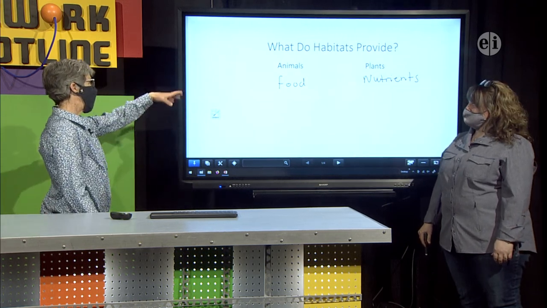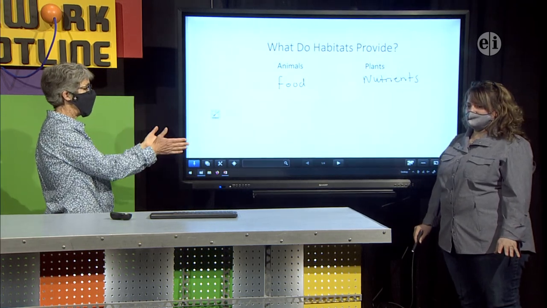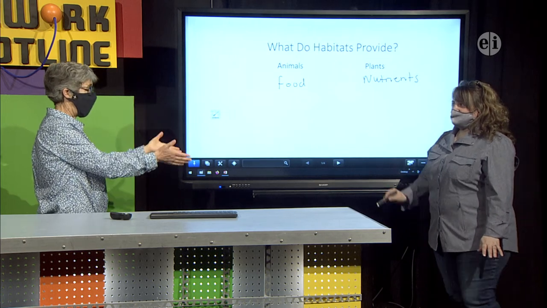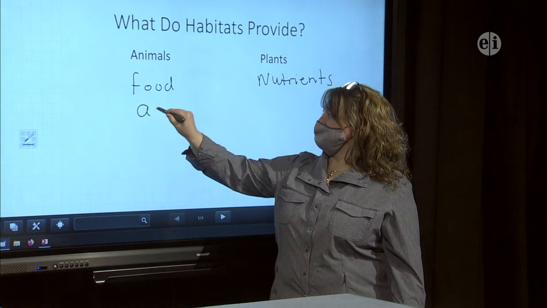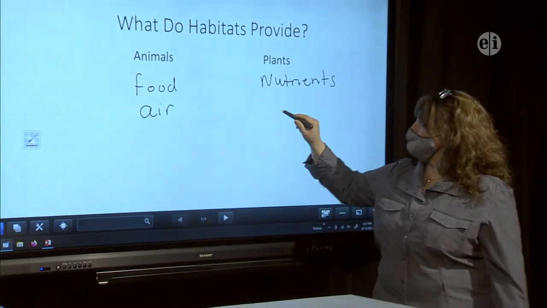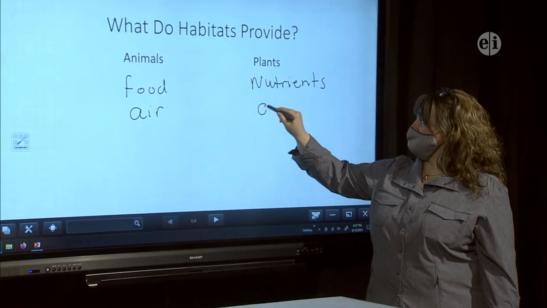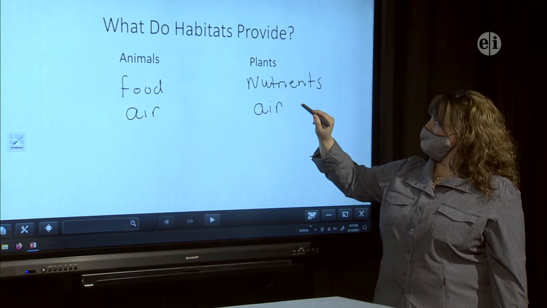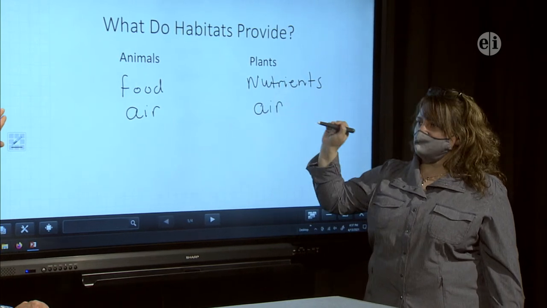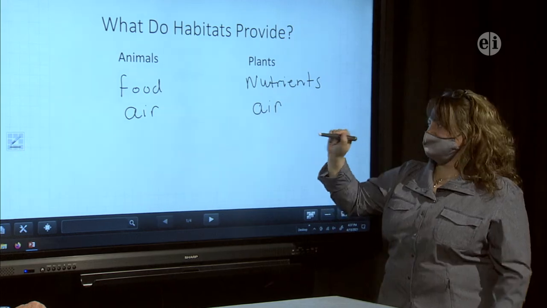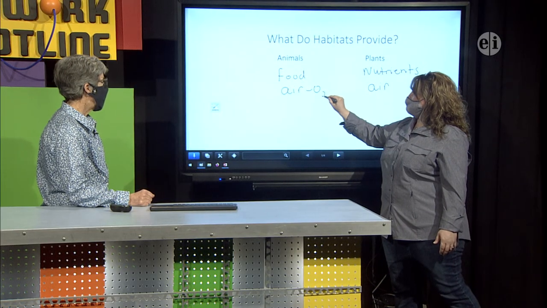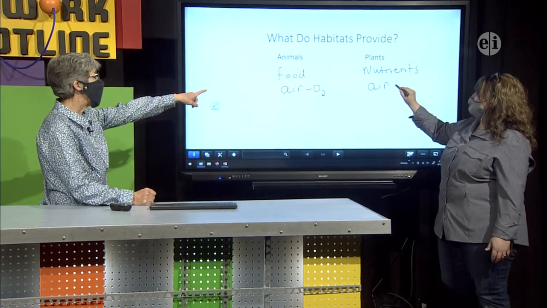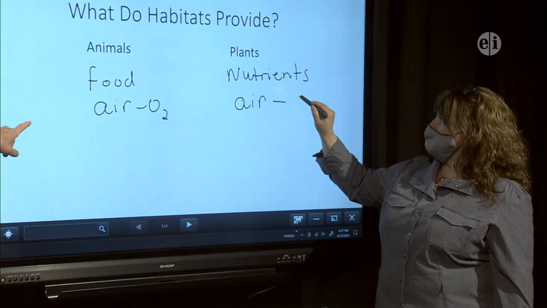So let's think, what else does an animal need? You could not continue to survive without this. Air? Yep. Okay, perfect. Plants need air too. They sure do. But yes, air provides us with what very important gas? Oxygen. Yes, O2, and the two is little and below. You got it. And so do plants, they need O2 as well. It's confusing, but they do.